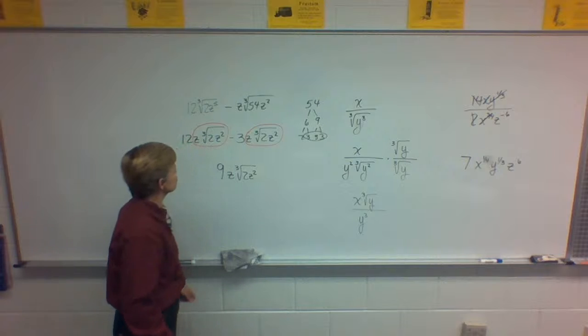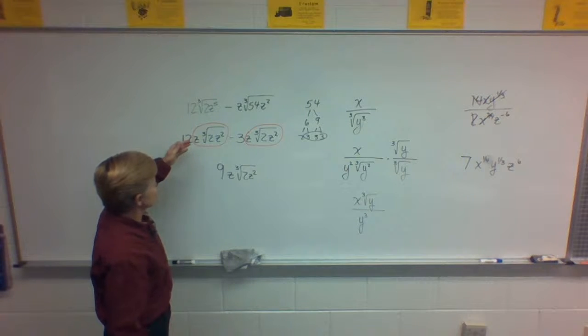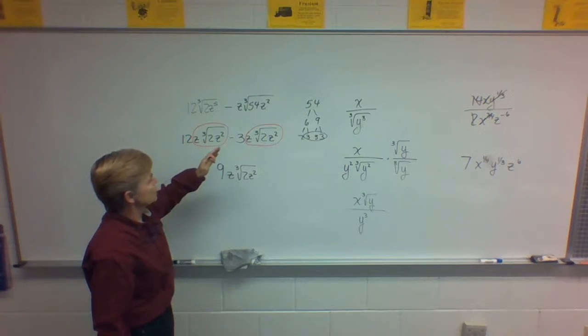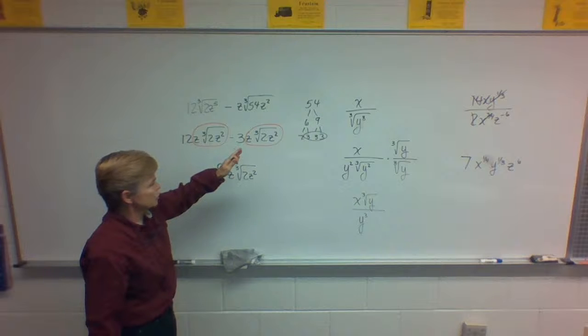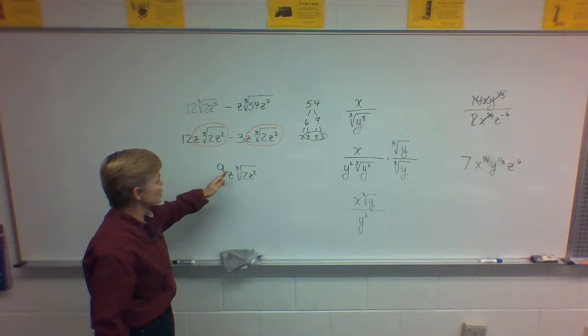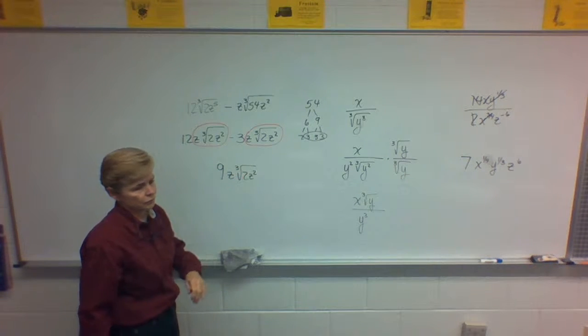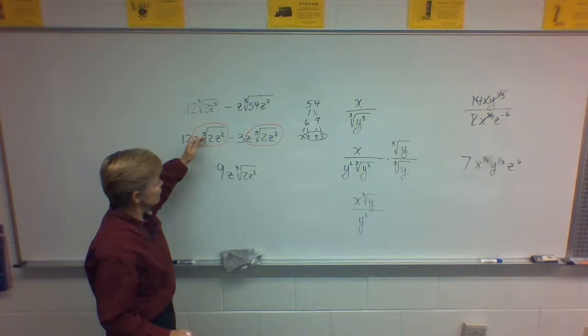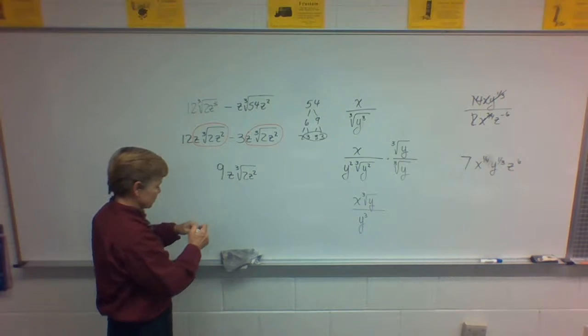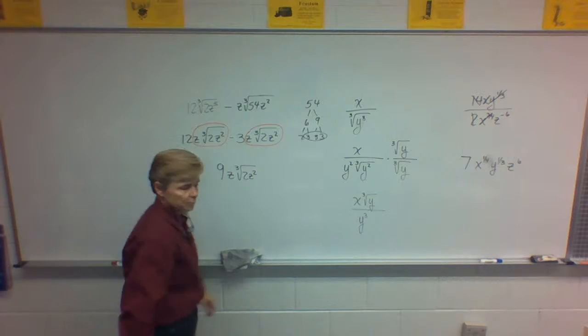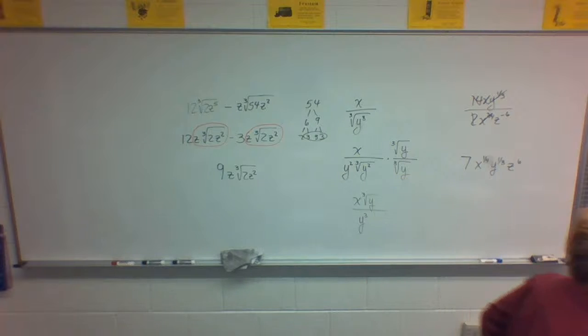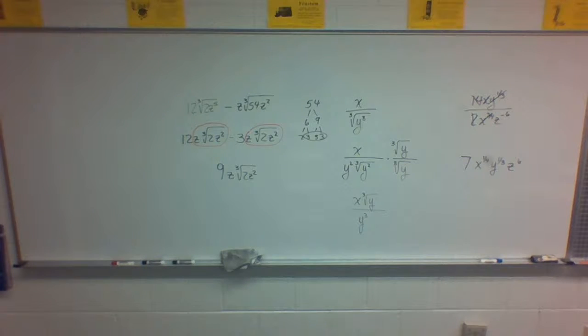We could pronounce it. You'd say 12 of those z times the cube root of 2z squared minus 3 of those z times the cube root of 2z squared thingies makes 9 of those z times the cube root of 2z squared thingies. Trick is you got to verify that they are alike before they can be combined. Takes some simplifying. Think you can handle that? That's it.